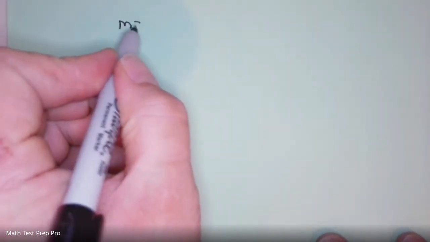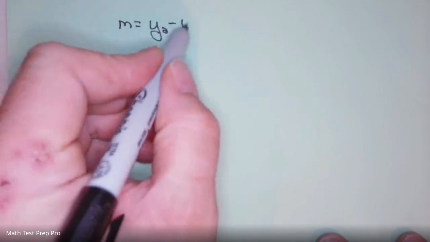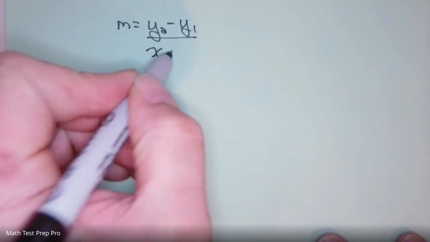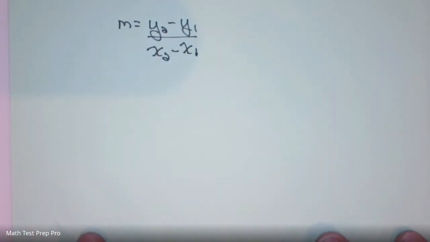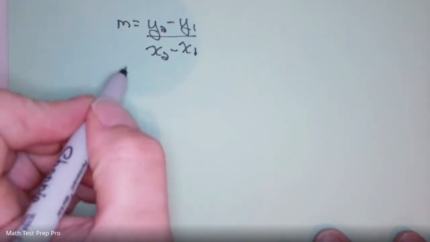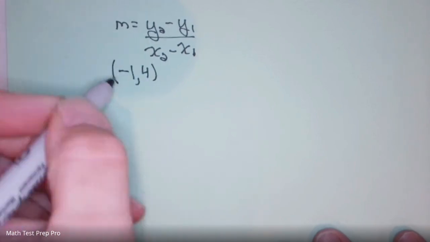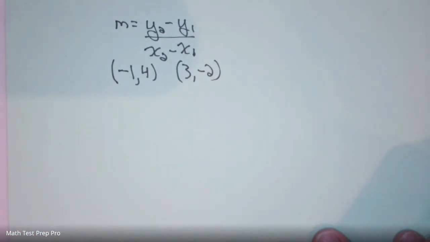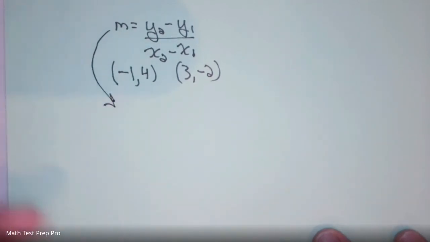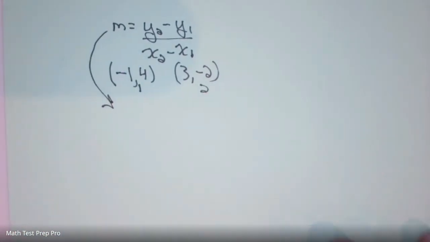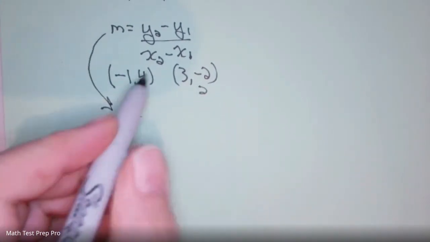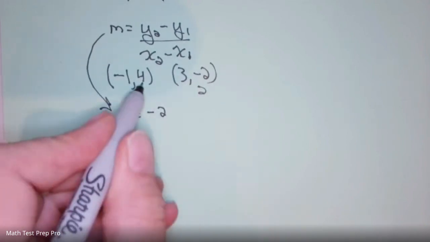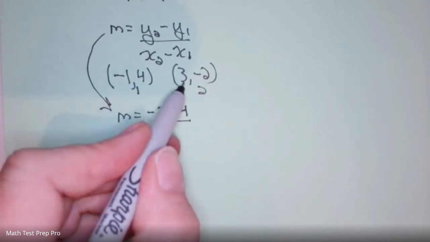Write down the formula again. M equals y sub 2 minus y sub 1 all over x sub 2 minus x sub 1. All right. The points are negative 1, 4 and 3, negative 2. Basically the problem is going to say find the slope between the points negative 1, 4 and 3, negative 2, and you're going to use this formula to find the slope. Once again, this is the first set, this is the second set. So it's going to be m equals negative 2 minus 4 all over 3 minus a negative 1.